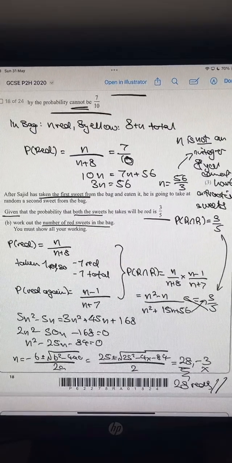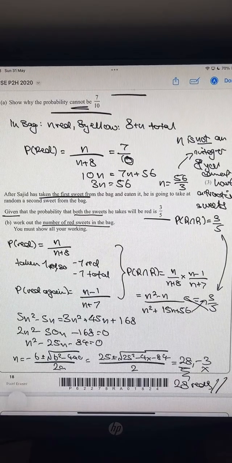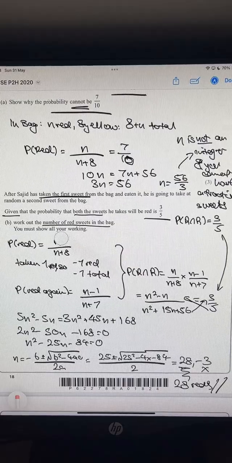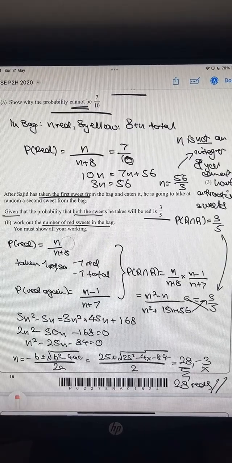So for this one, I know the probability of red at my first one is n over n plus 8. If I've taken 1 red, I have 1 less red and 1 less in my bag. So I get n minus 1 divided by n plus 7. Just take away 1 from top and bottom.